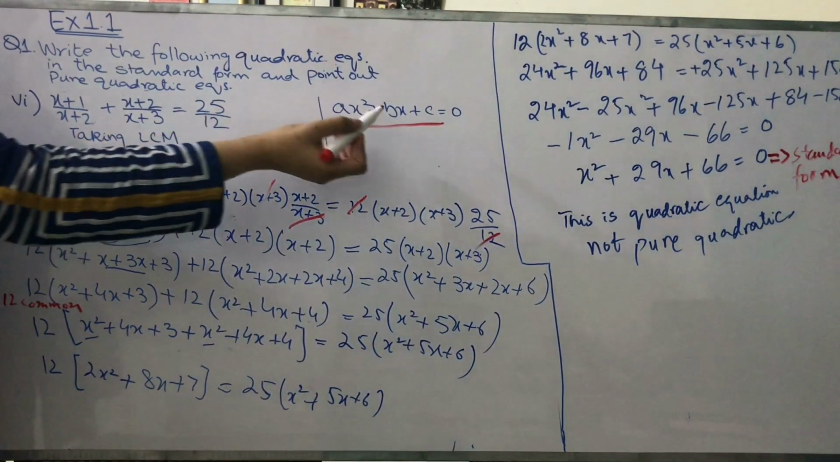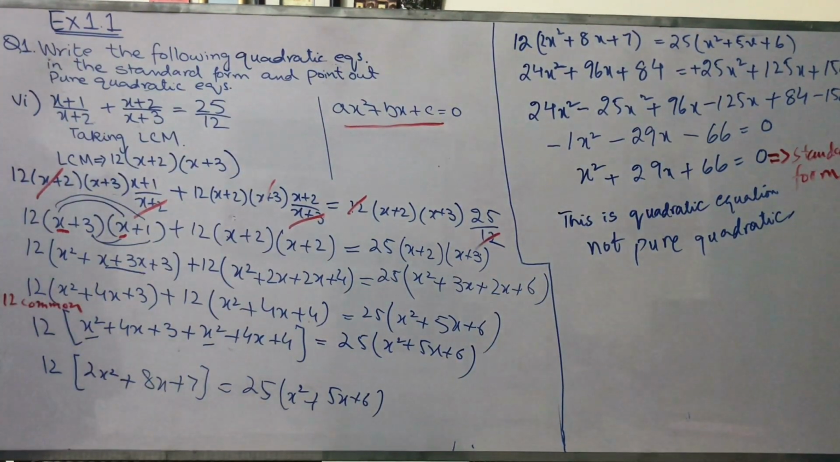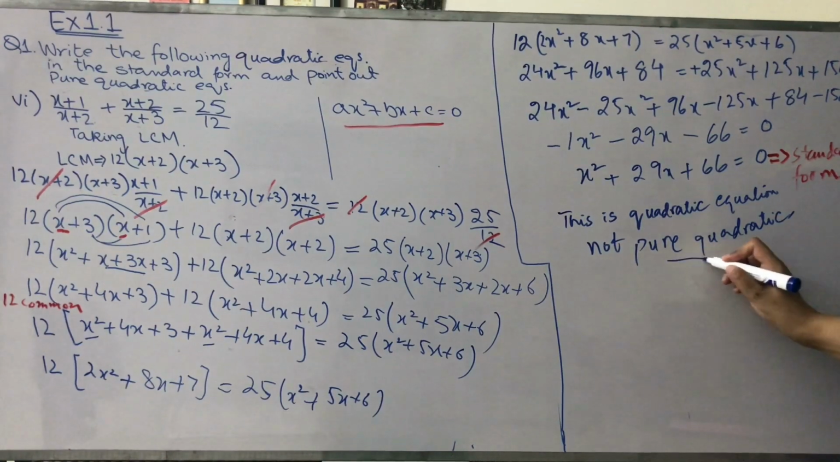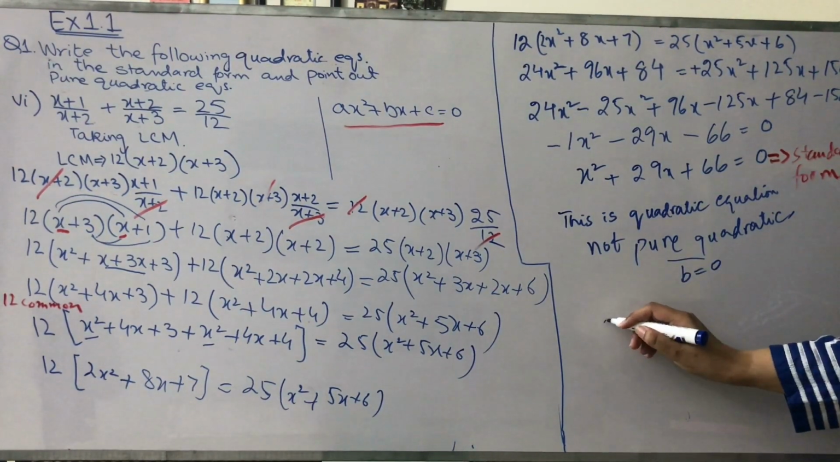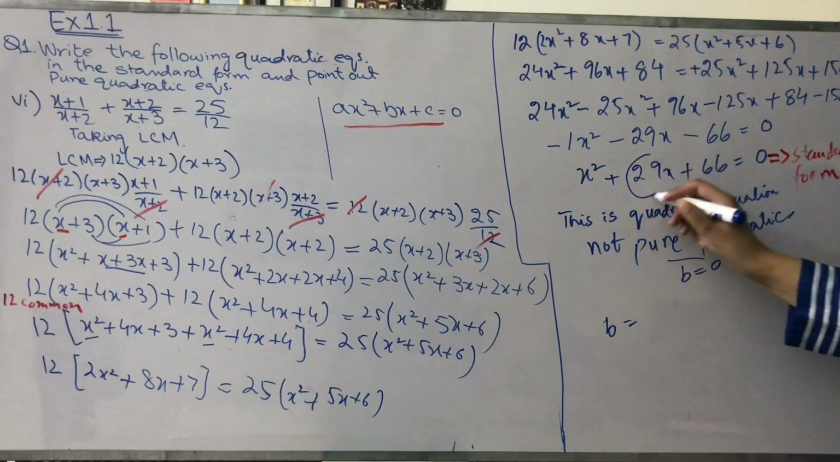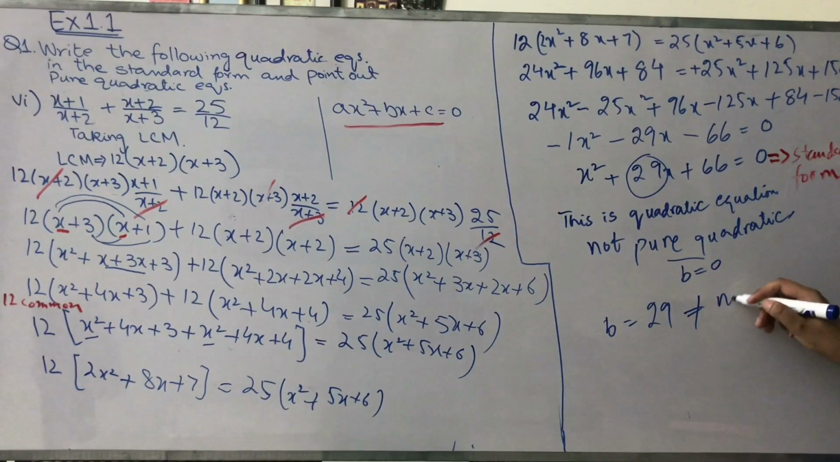Why? Because value of b is not 0. What is the value of b there? B is equals to 29. I can write there, so you can see here for pure quadratic value of b should be 0, and here value of b is equals to 29. It means that it is not pure quadratic.